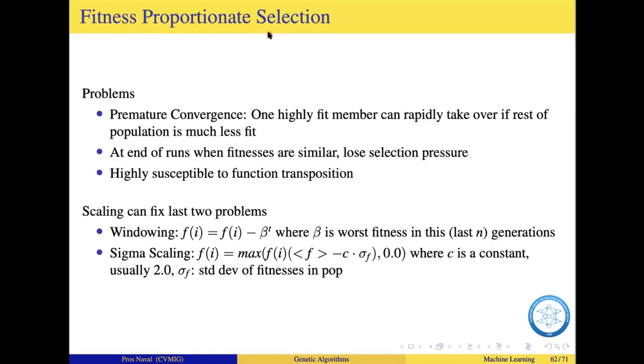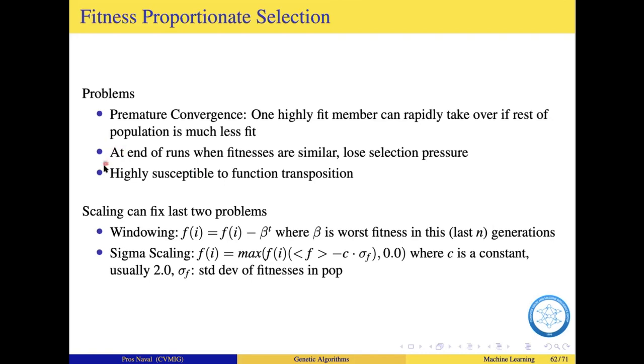Now, fitness proportionate selection has problems. We have the premature convergence problem, where one highly fit member can rapidly take over if the rest of the population is much less fit. At the end of the runs, when the fitnesses are similar, we lose selection pressure. And this is highly susceptible to function transposition.